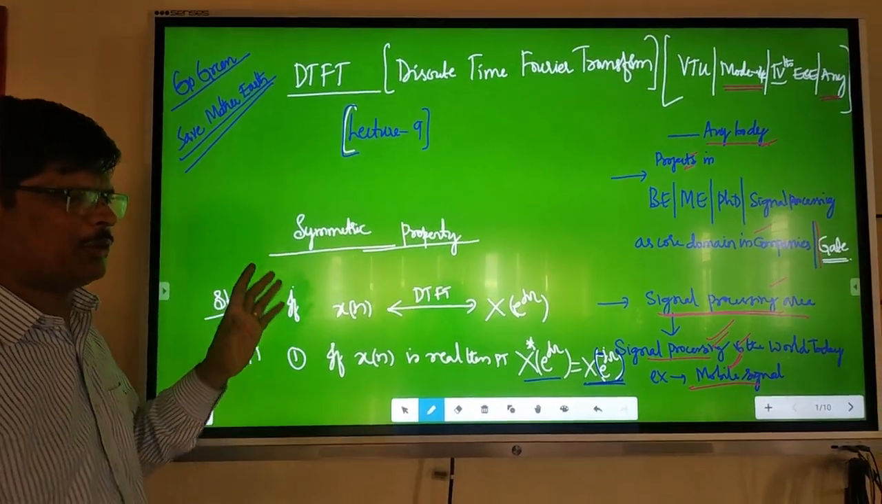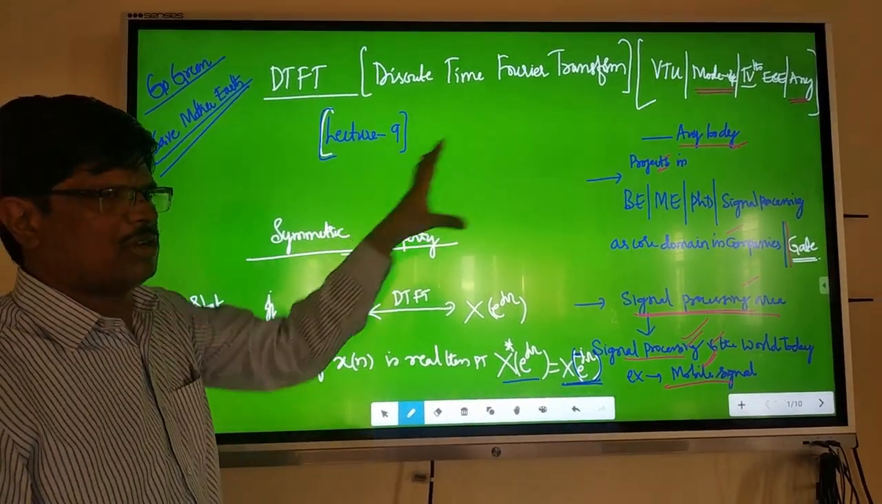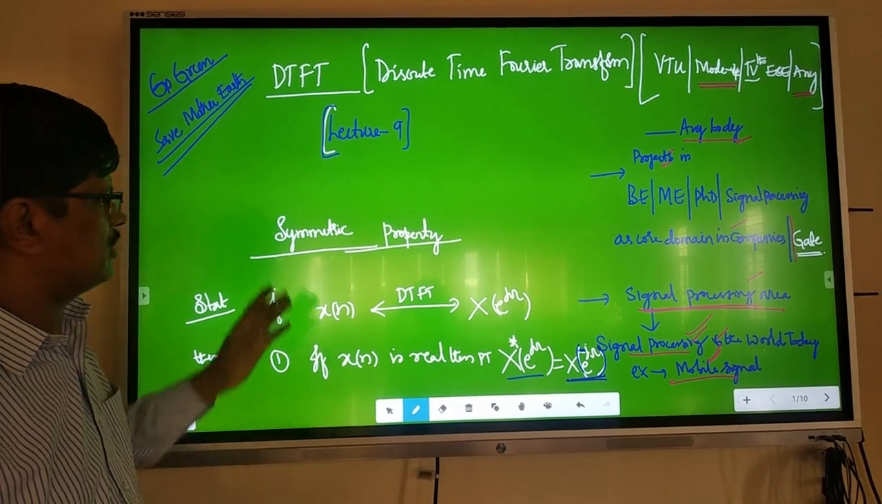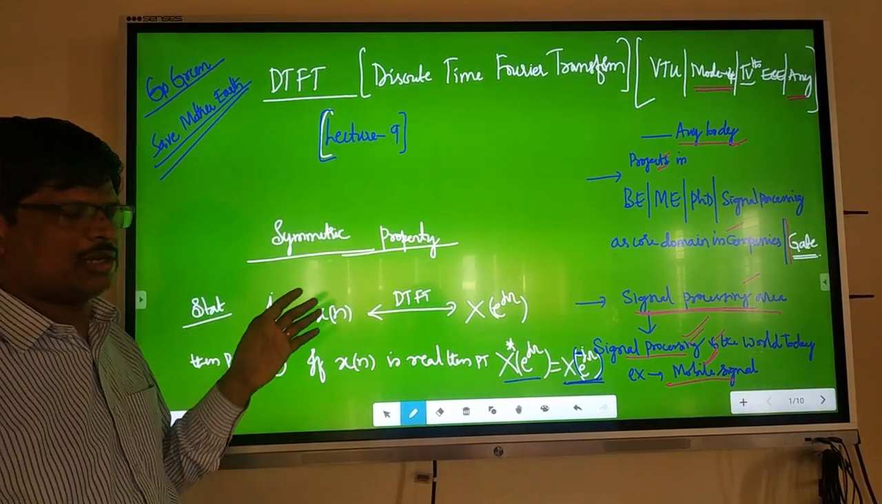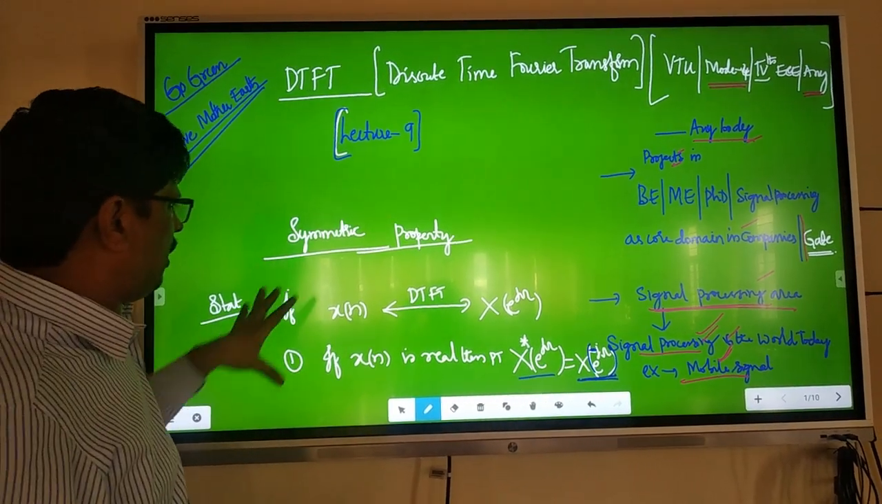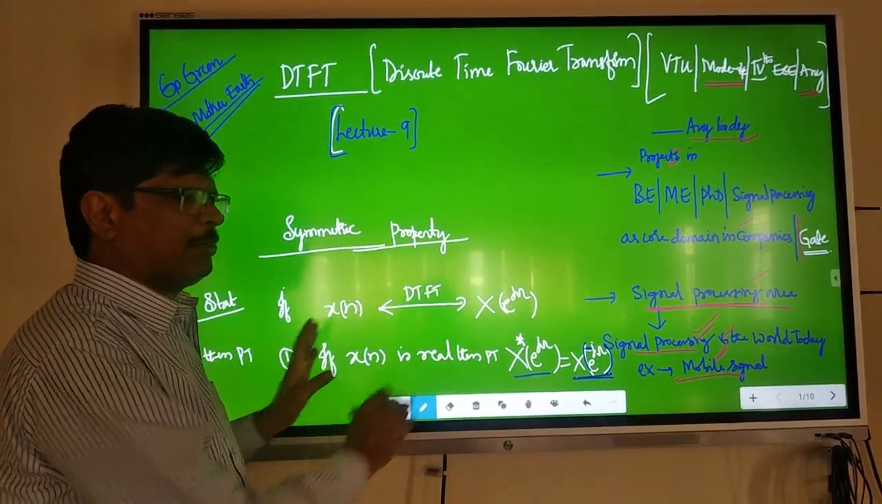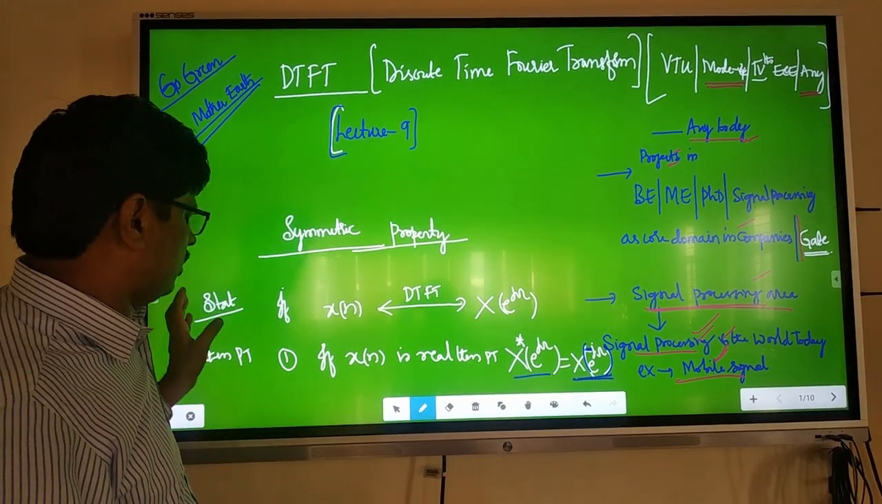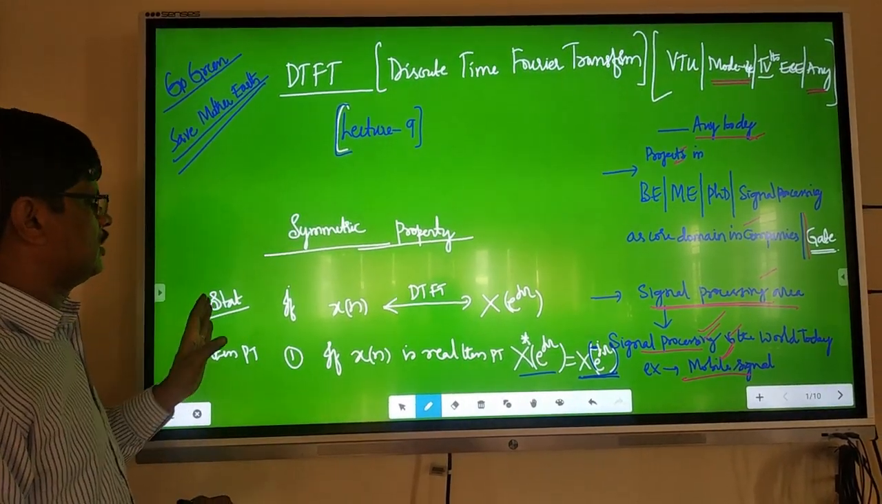Let us do today. In all my previous sessions, we have dealt with all the properties. This is the last property, the symmetric property, very, very interesting. Let us see what this is. I will tell you the significance of this property in the end. Just let me go for the property now.